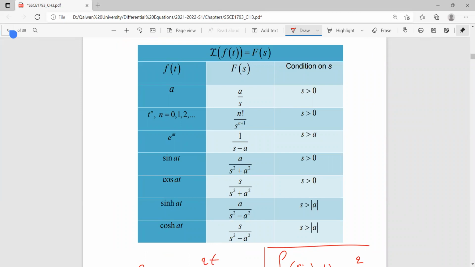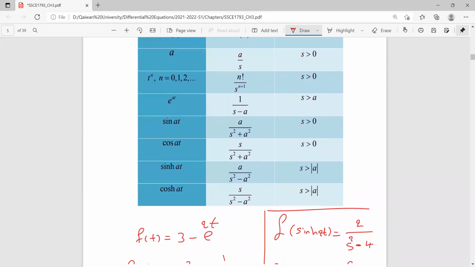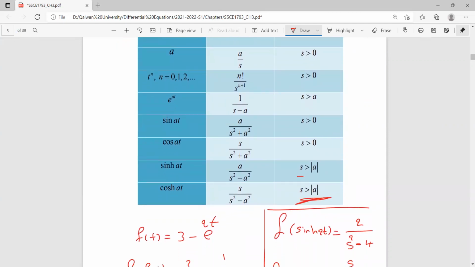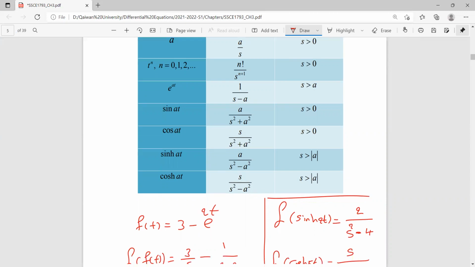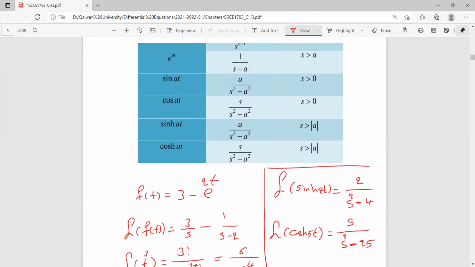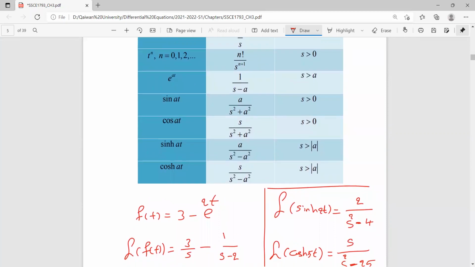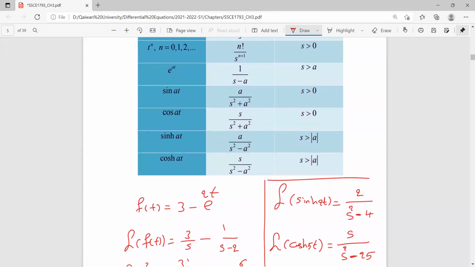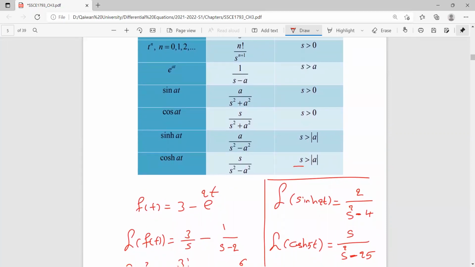It could be. That's for hyperbolics, must be positive for hyperbolics, but for sine and cosine it could be negative. Yeah, for sine and cosine it could be negative, but for the hyperbolic ones it couldn't be negative. Even that could be negative for hyperbolics. No, it could be negative. Yeah, it's okay.